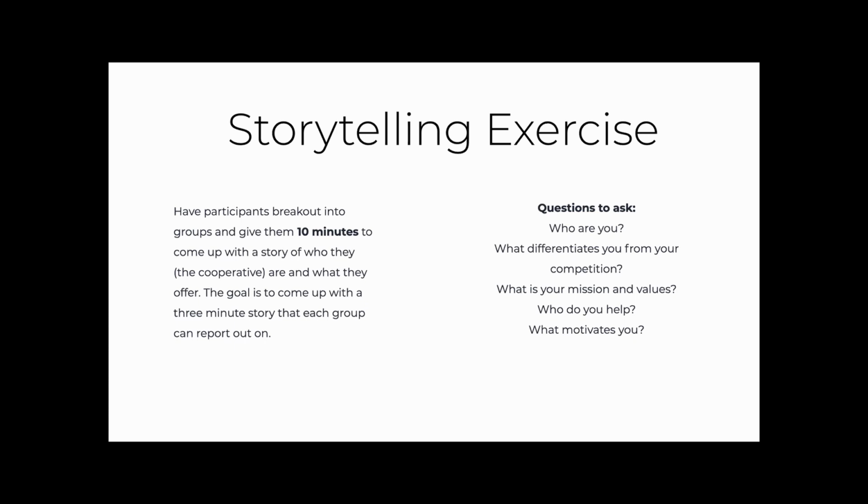Some questions to ask to develop this story are: who are you? Who is the co-op? What differentiates you, the co-op, from your competition? Democracy in the workplace is a great place to start. What is your mission and values? Who do you help? And what motivates you? These are just some of the questions that can help formulate your story about what the co-op is. You don't have to answer all of these in your story, but it helps to touch on some of them.